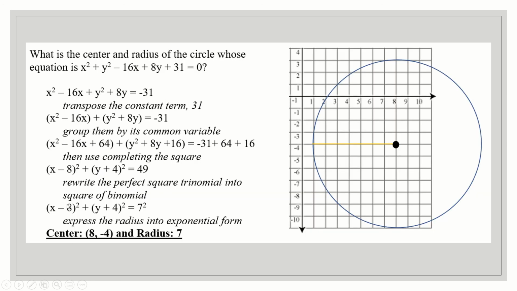What is the center and radius of the circle whose equation is x squared plus y squared minus 16x plus 8y plus 31 is equal to 0? First, let us transpose positive 31 to the other side of the equation. Next, group them by its common variable, x squared minus 16x, y squared, and 8y. Kasi sila may common variable. After that, then use the completing the square. Paano natin na-determine yung completing the square?